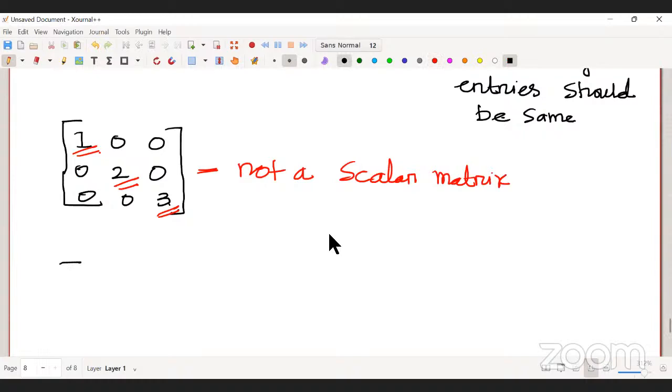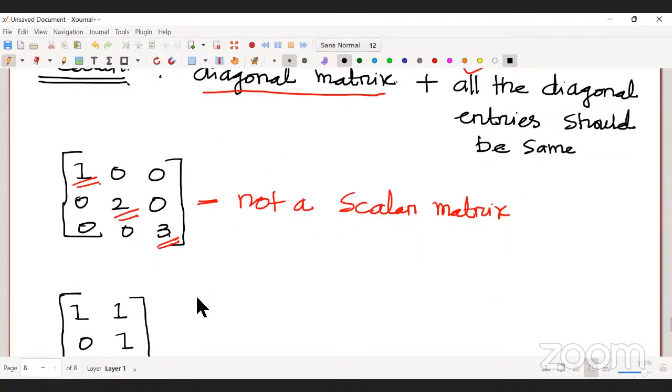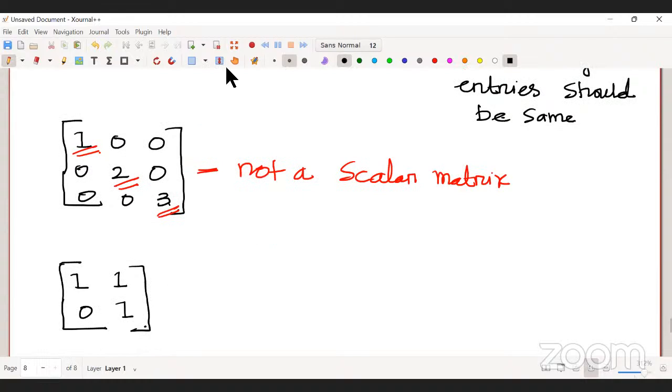Let me take one more example. 1, 1, 0, 1. So my next question is whether this is a scalar matrix or not. No, sir. This is not a scalar matrix, because again, first thing what we have to check is whether this matrix is a diagonal matrix or not.